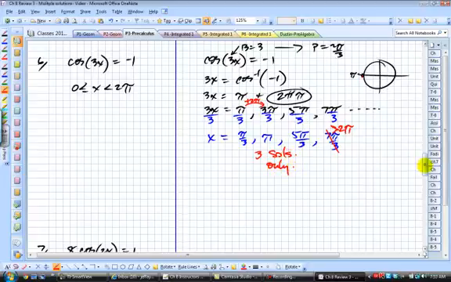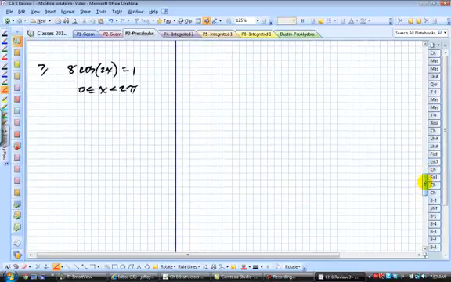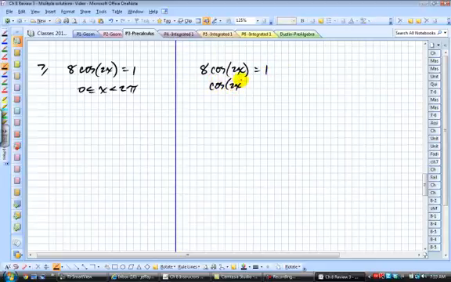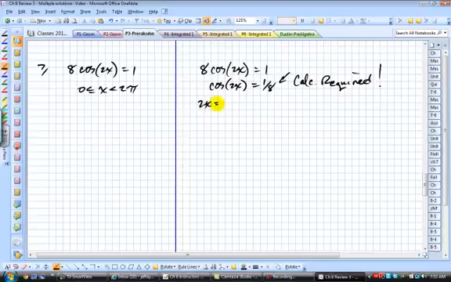So pretty simple one, but it has multiple solutions. All right, my last one here: 8 times cosine of 2x equals 1. I've got to divide by 8, so I get cosine of 2x equals 1/8, and this is not on the special right triangle, so this tells me that a calculator is required. So I need to take 2x and set it equal to the inverse cosine of 1/8.